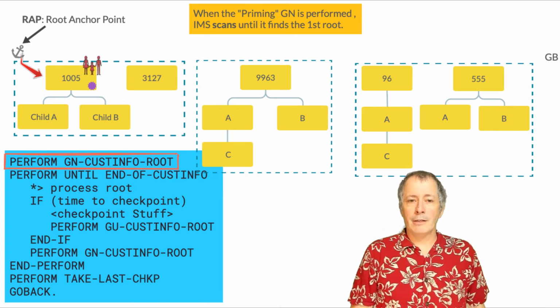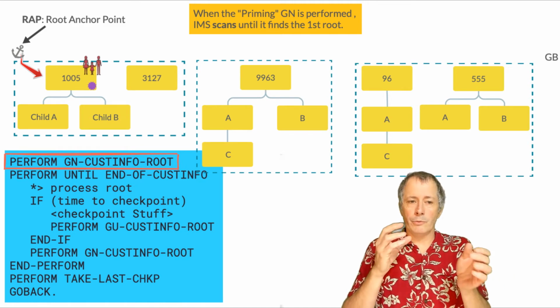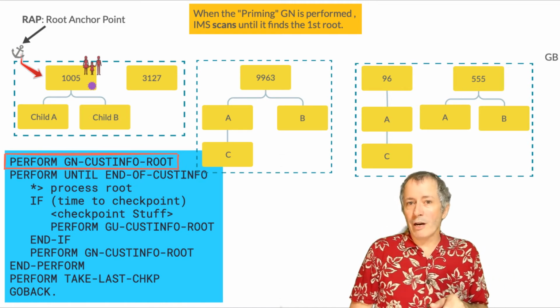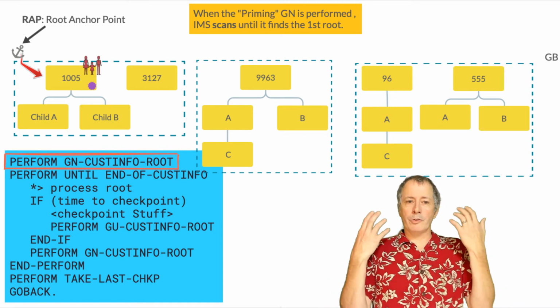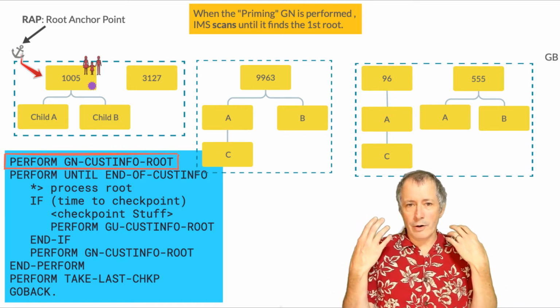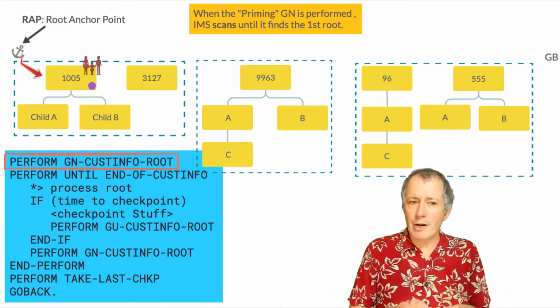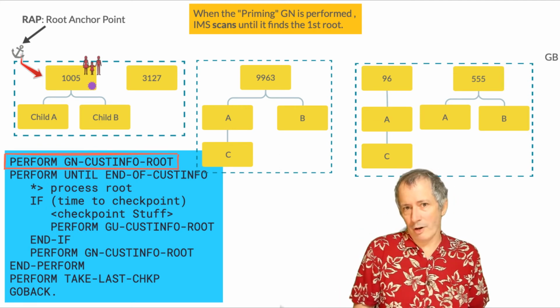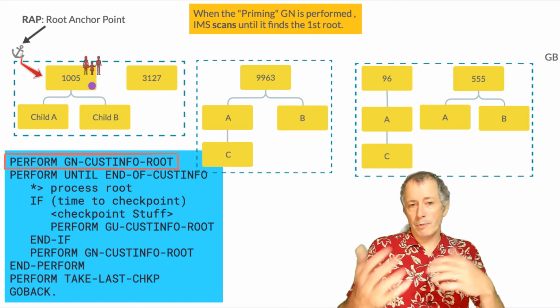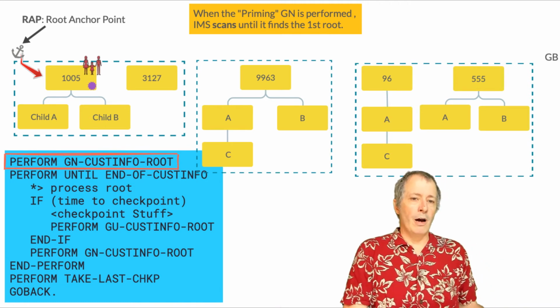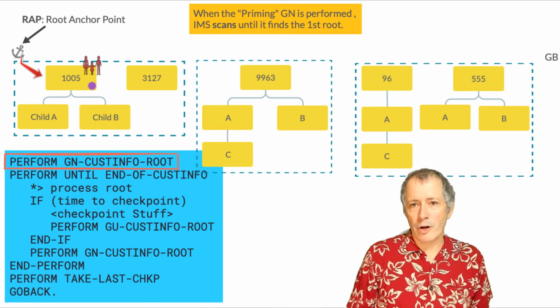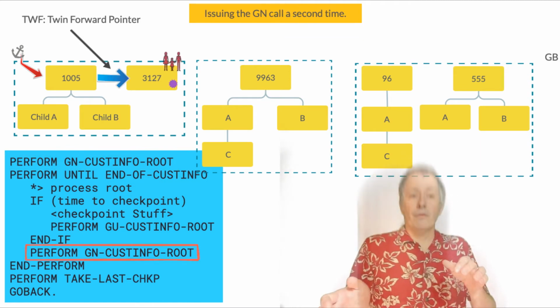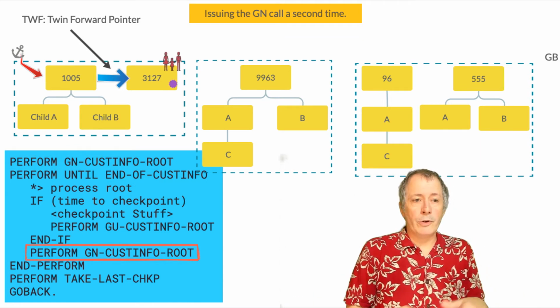So IMS gets the first root, which is a root with a key of 1005. IMS returns the data to the I/O area in the program. Parent is on root 1005 and position is on root 1005. The program then processes root 1005 and it's not time to take a checkpoint. Now things get a little more interesting.